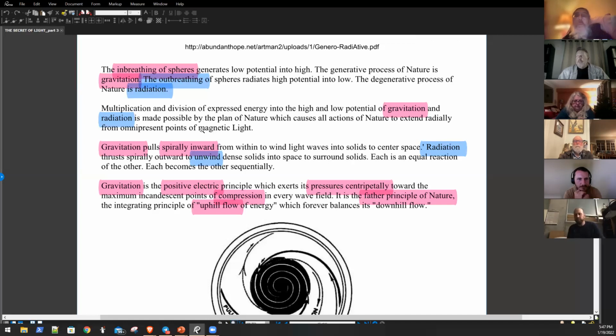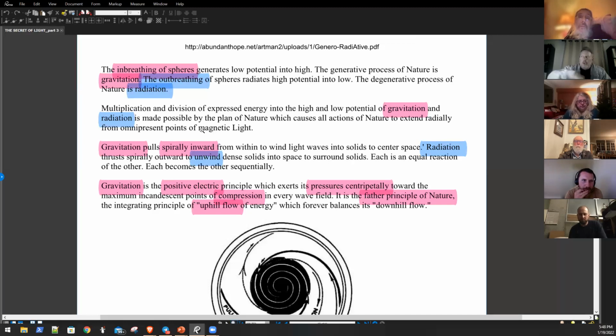Multiplication and division of expressed energy into high and low potential, of gravitation, red, to radiation, blue, is made possible by the plan of nature, which causes all actions of nature to extend radially from omnipresent points of magnetic light. So from the magnetic light, from the still center, we have this radial expansion, and gravitation pulls spirally inward. So in a clockwise direction, spirally inward. This is the toroidal field we've talked about.